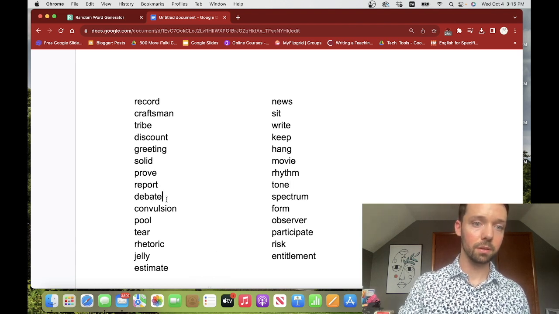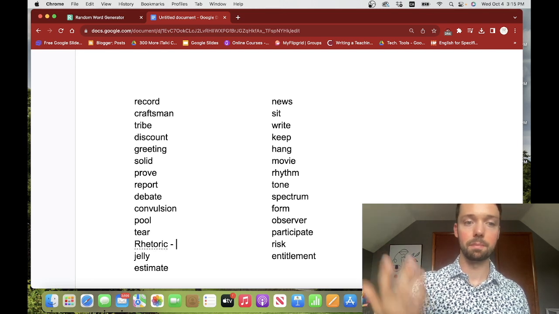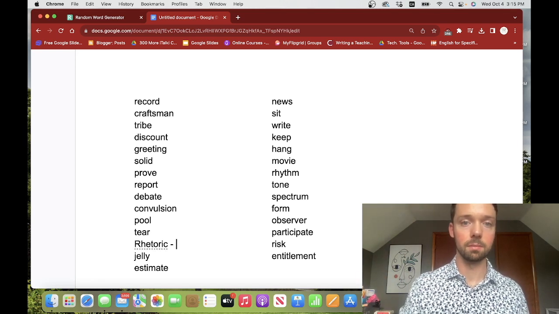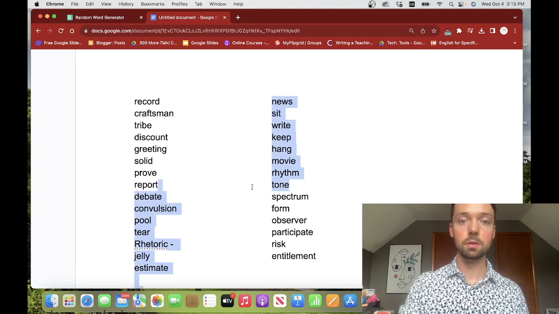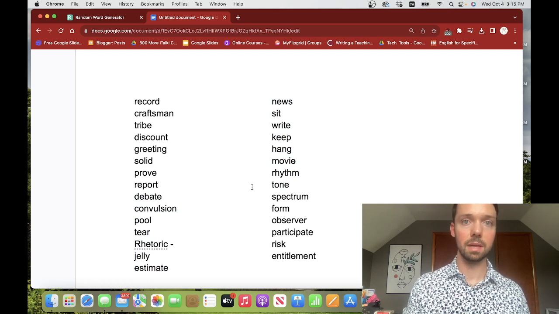So for example, we could look at debate and rhetoric, and maybe we could talk about political campaign or something like that. So we could put politics for those two words. Rhythm and tone, we could put music for those two words right there. So you could see how many random word categories your student could create in the space of, let's say, 2 minutes or 3 minutes, depending on the level.